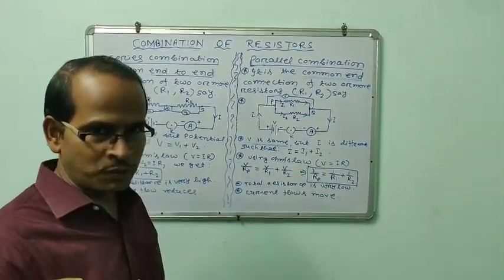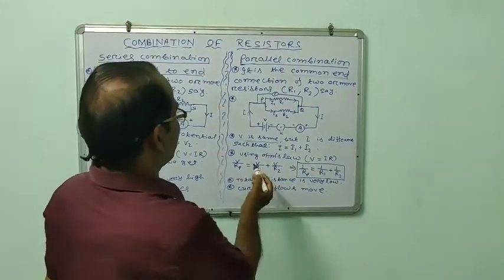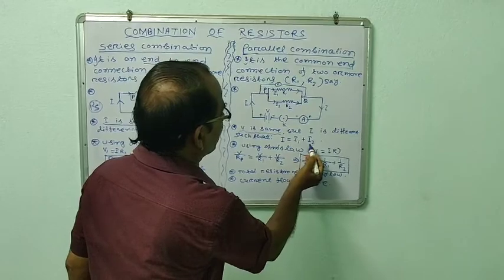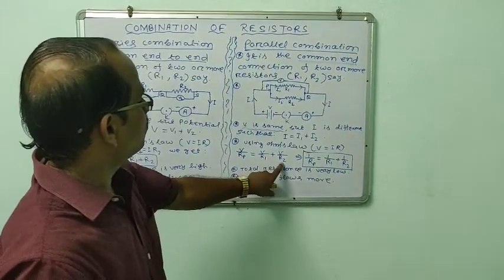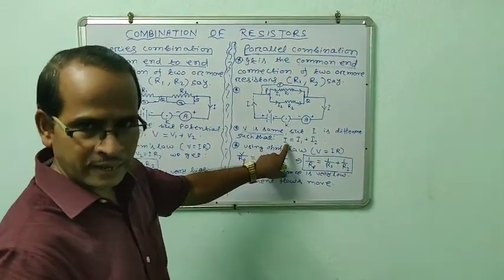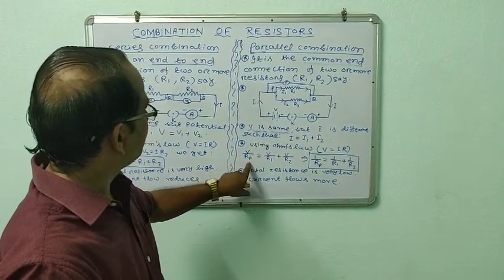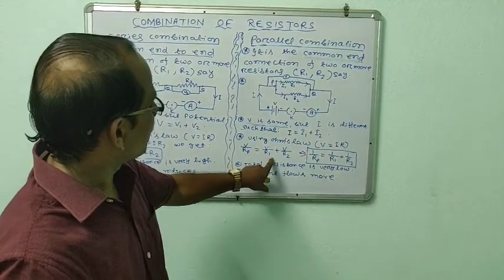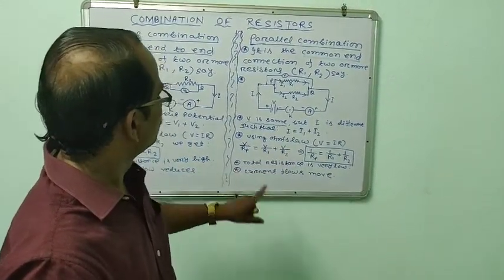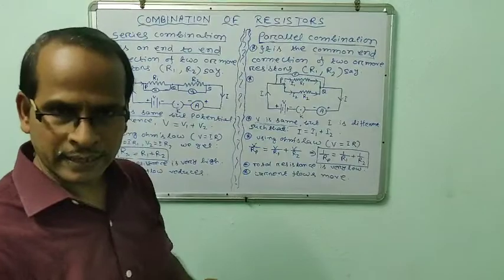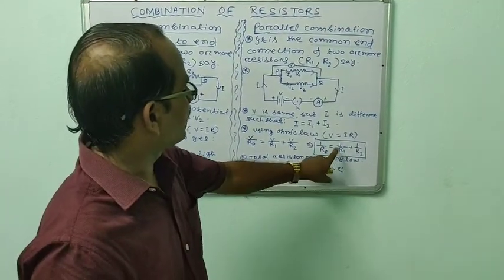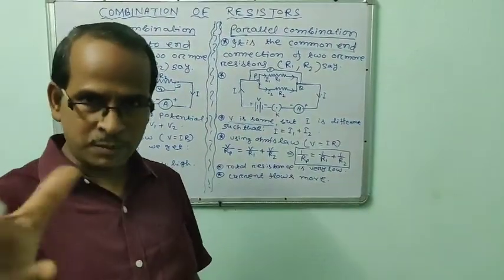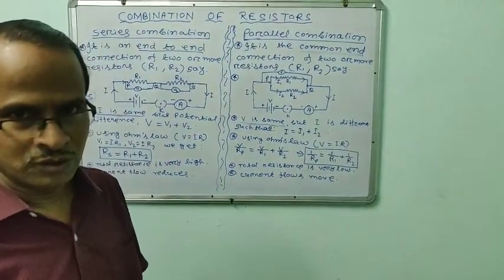So again using Ohm's law, the same law you are using, we put the values of I, I1 and I2. We are getting it in this form. In place of I, we get V by Rp, where P stands for parallel. So V by Rp equals V by R1 plus V by R2. From either side V will be cancelled, and you get 1 by Rp equal to 1 by R1 plus 1 by R2.